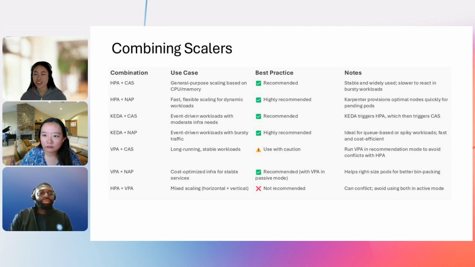And Wilson, earlier you mentioned that cluster autoscaler was one of the original infrastructure scalers before node auto provision. Can you share more about why they can't be used together on the same cluster at the same time, and why the customer needs to make the decision to pick one or the other?